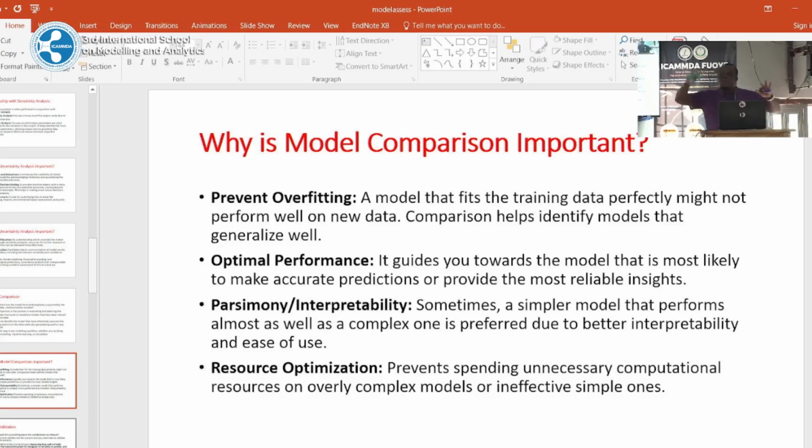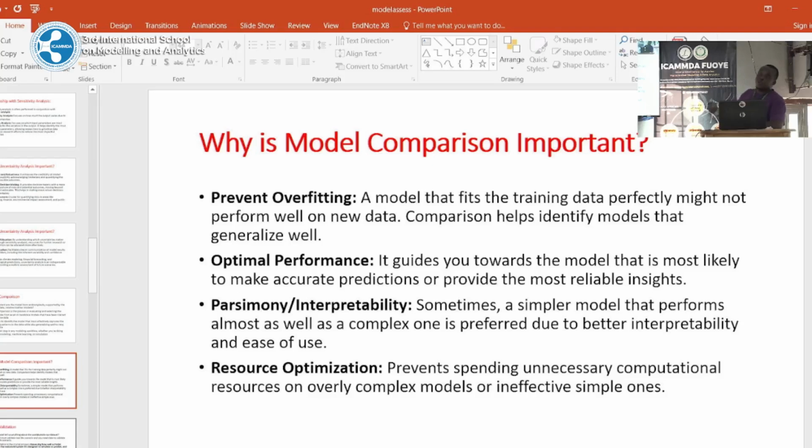So although their outcomes were different, they have very close results. And that's the kind of model comparison. So, parsimony and interpretability: sometimes a simpler model that performs almost as well as a complex one is preferred due to better interpretability and ease of use.